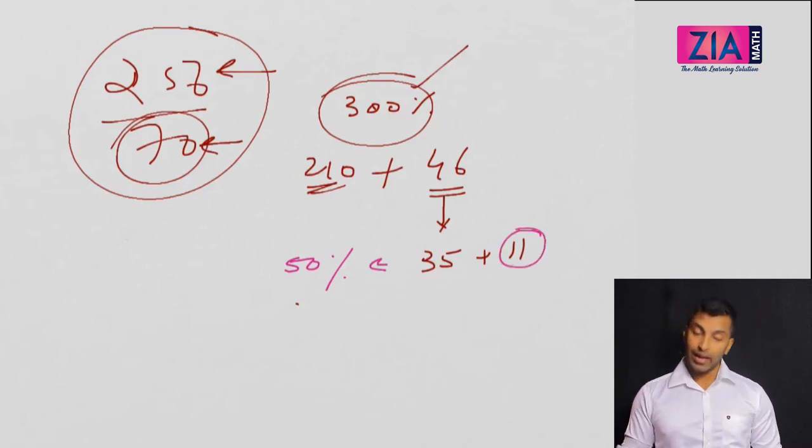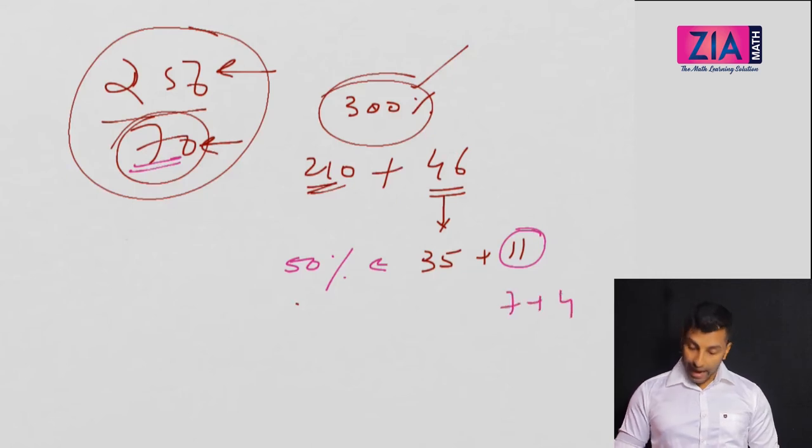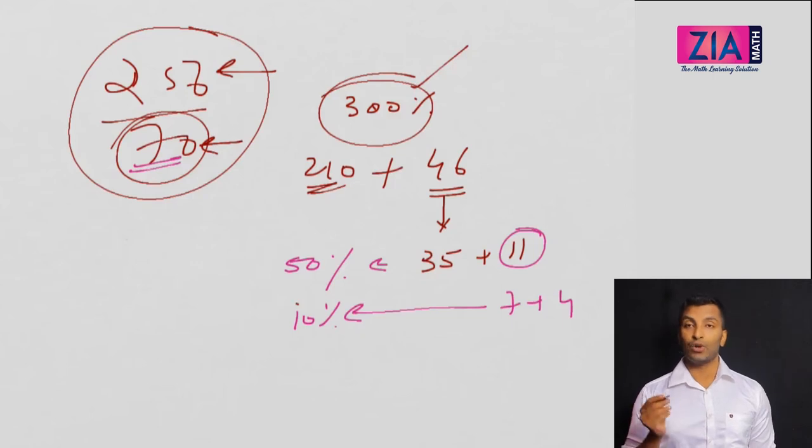Now this 11, how can I write it? What is 10% of 70? That is 7. So I can write this as 7 plus 4. And this 7 is 10%. So now I understood that anyway this is going to be greater than 360%.